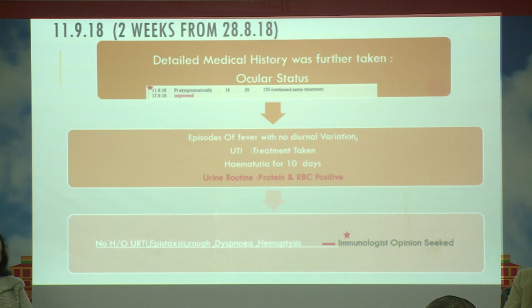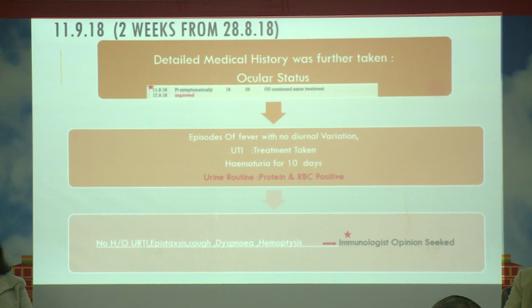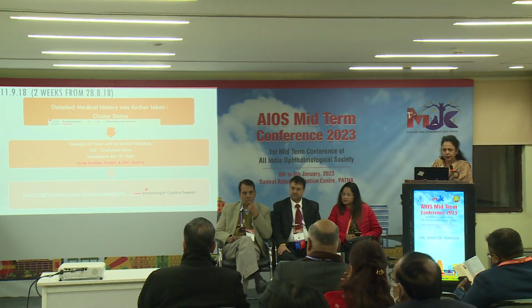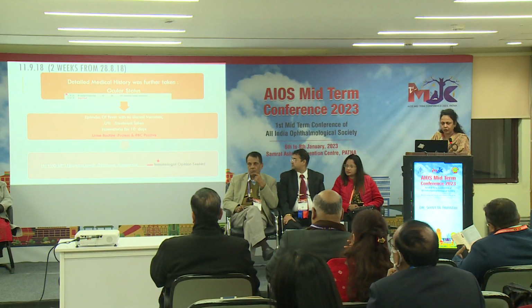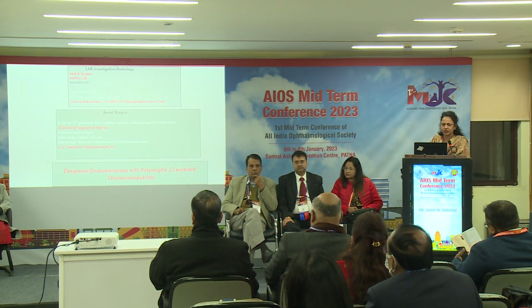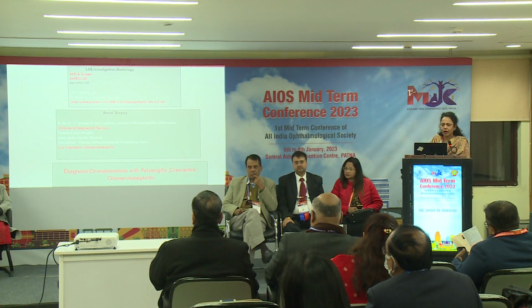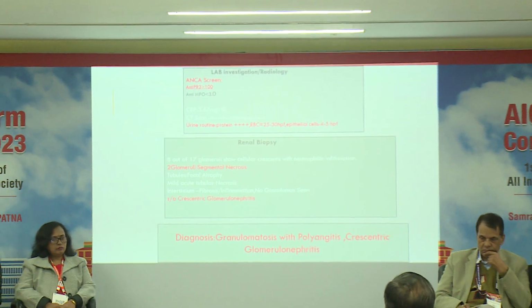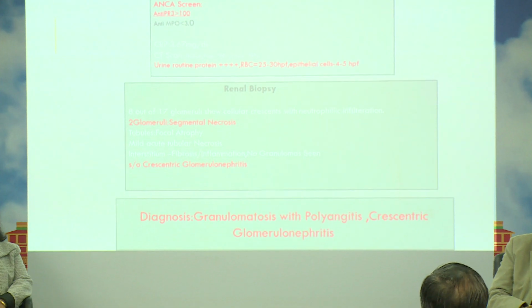So we went back and took a more detailed history, in which she gave a history of episodes of fever with no diurnal variation. She said she had taken UTI treatment irregularly. On seeing the urine reports, hematuria had been noted for 10 days, and urine routine showed protein and RBC positive. On further history, the patient had no dyspnea, cough, or hemoptysis, and an immunologist's opinion was sought. She was investigated in detail and came out ANCA positive, with urine routine showing protein and RBCs. A renal biopsy was done, and a diagnosis of granulomatosis with polyangiitis, crescentic glomerulonephritis, was made.